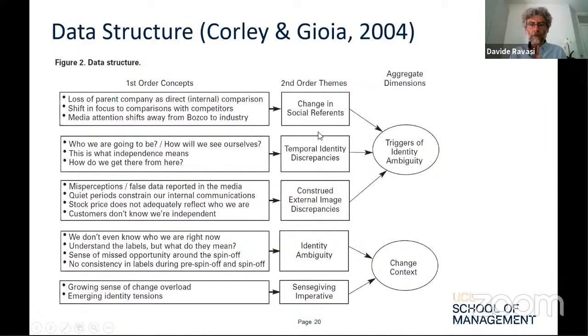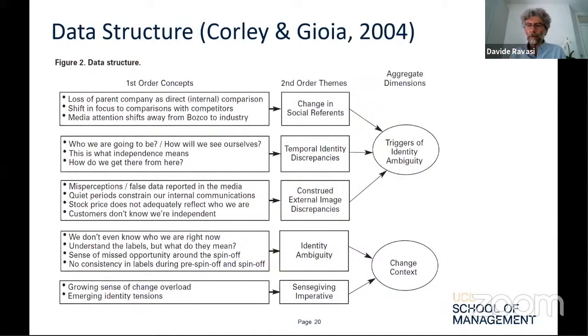Second order themes are the conceptual building blocks for the grounded model. The transition from first order concepts to second order themes is really a transition from a descriptive representation of your findings, still in the language and in terms easily understandable by your informants, to a description of your findings that is meaningful for scholars, because it's theoretical. Now, imagine a data structure as a way to tell an increasingly parsimonious story about your observations.